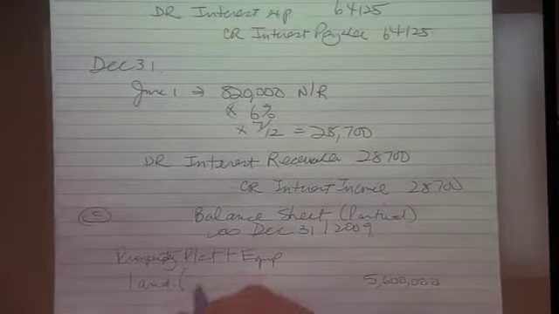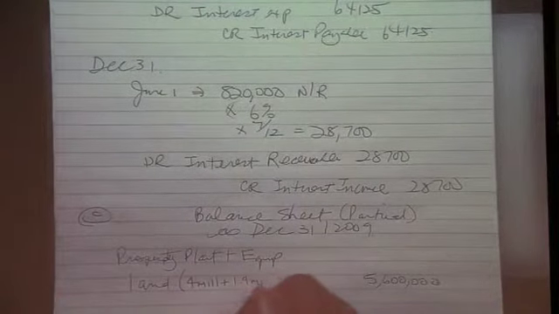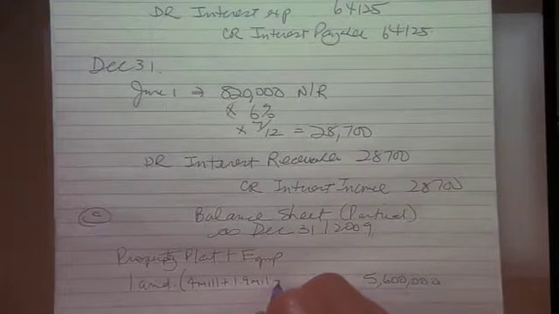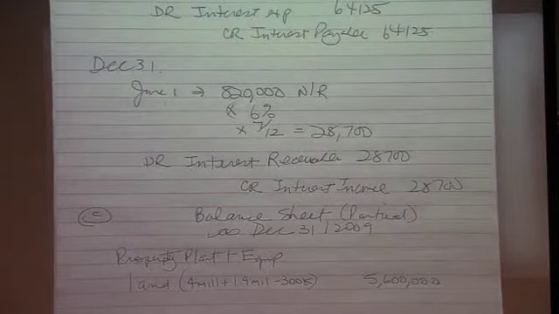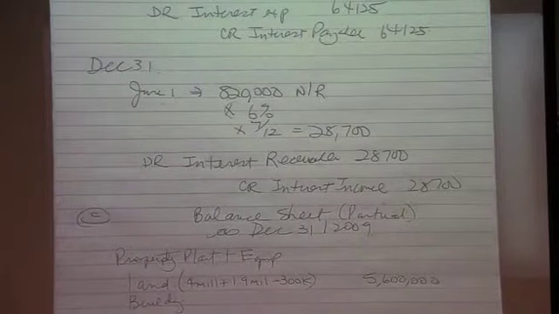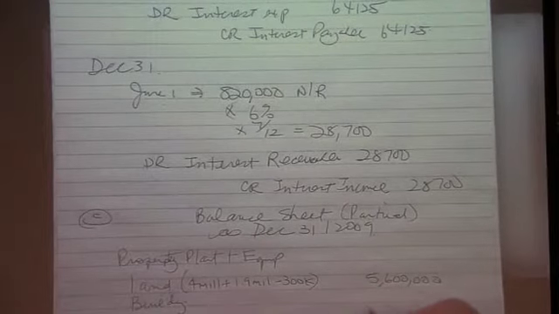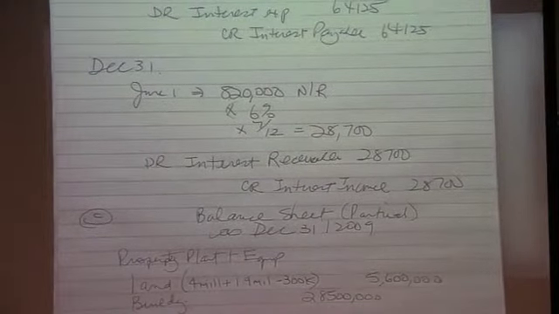So let me write that down. It would be $4 million plus $1.9 million minus $300,000. That would be the $5.6 million. Building. The cost of the building would be the $28,500, right? That would be the original cost, because we didn't really adjust for that. We didn't buy or sell buildings, so that's $2.8 million.